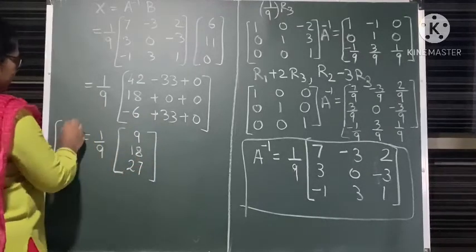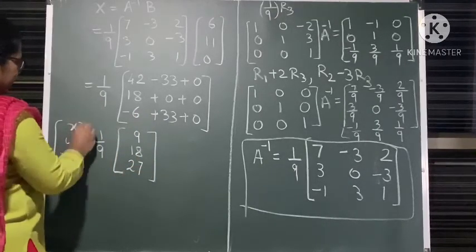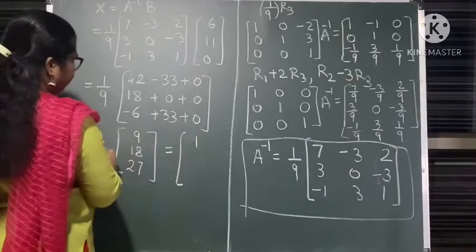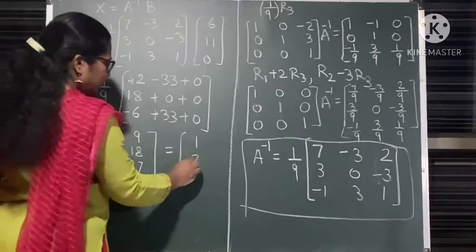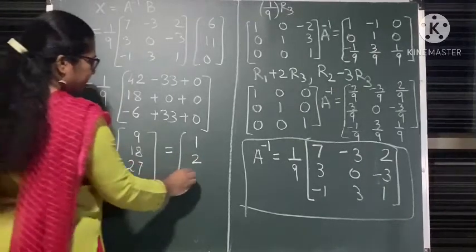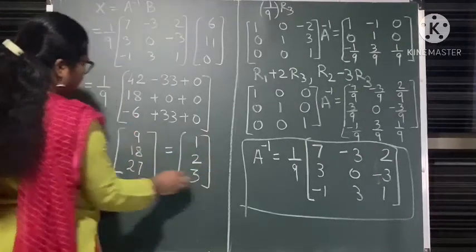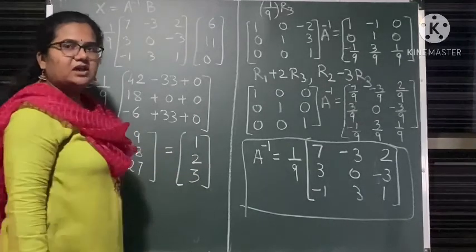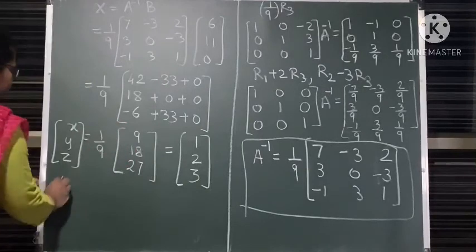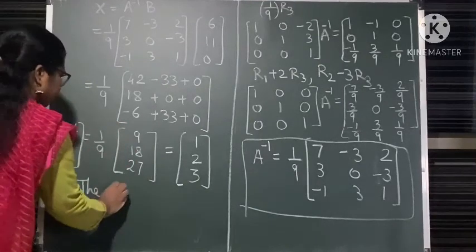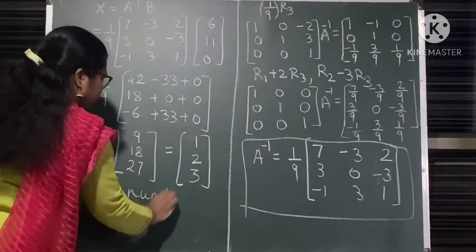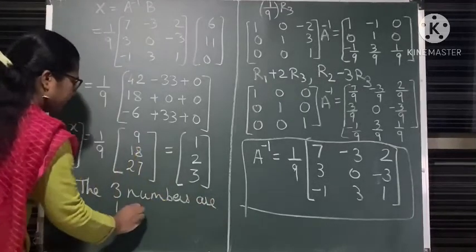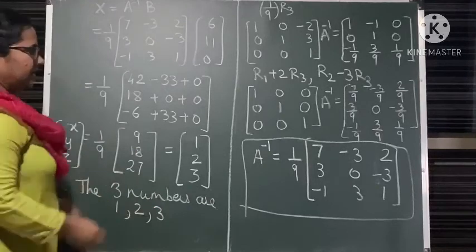And what is this equal to? X, Y, Z. 1 by 9 into 9 is 1. 1 by 9 into 18 is 2. And 1 by 9 into 27 is 3. So what do you observe? X is 1, Y is 2 and Z is 3. So what are the three numbers? Therefore, the three numbers are 1, 2, 3. Understood?